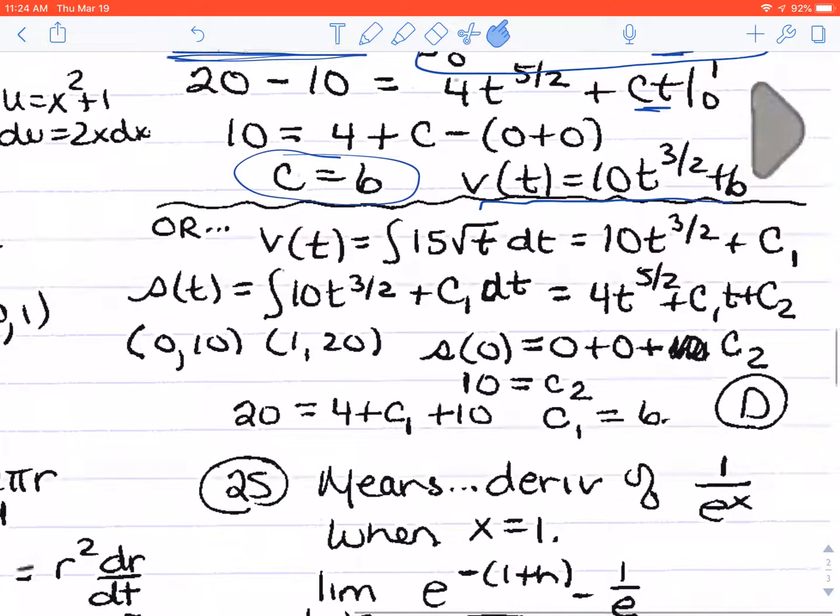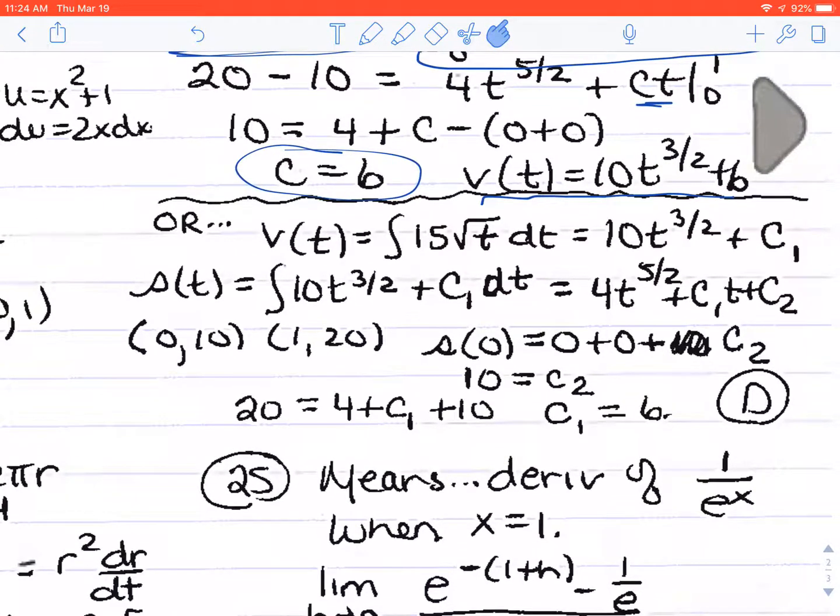Another way to do it is to integrate to get the velocity function, and then integrate it again to find the position function. Now if you do it that way, you're going to have 2 c values, which is fine. Then you'll have to use the 2 ordered pairs, (0, 10) and (1, 20), to find your C1 and C2. And we wanted the C1 value, which would be the velocity at time 0.